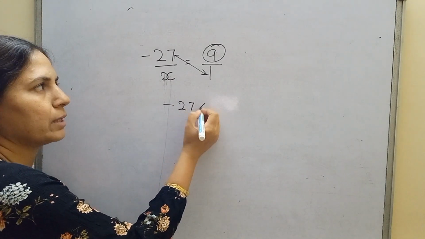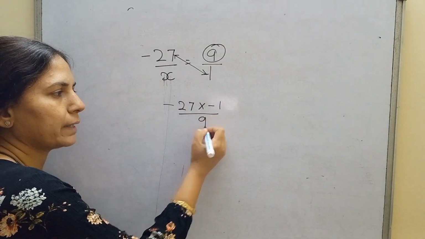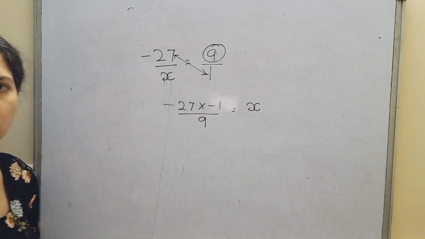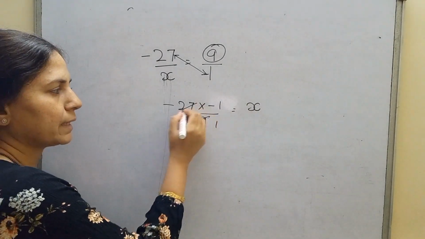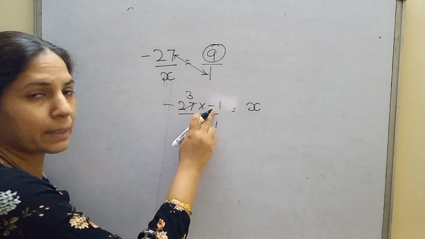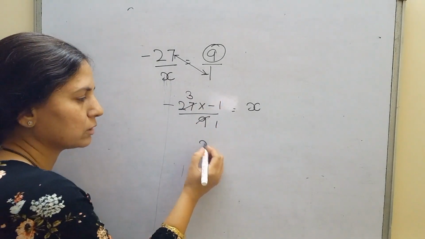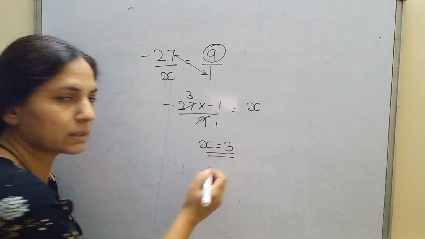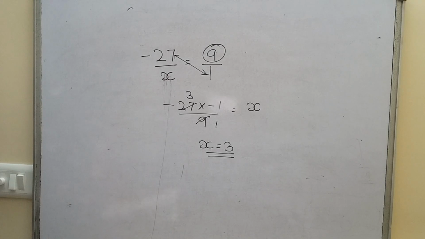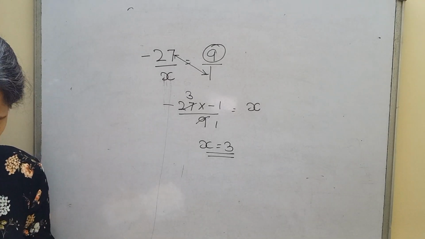Minus 27 into minus 1 upon 9 is equal to x, okay? 9 ones are 9, 9 threes are 27. Minus into minus, plus. 3 ones are 3. x is nothing but 3. Hope you are able to understand this.